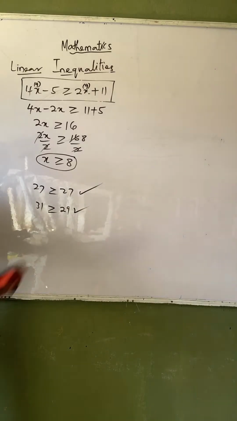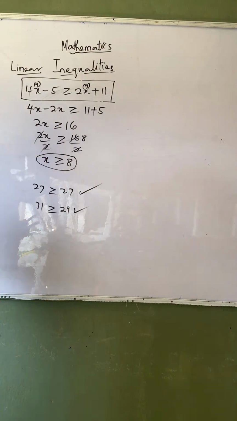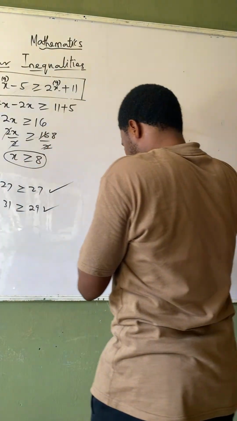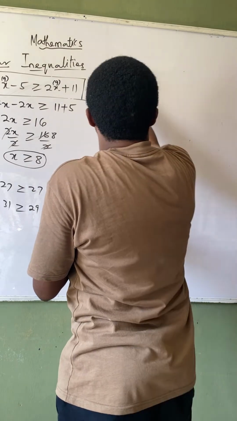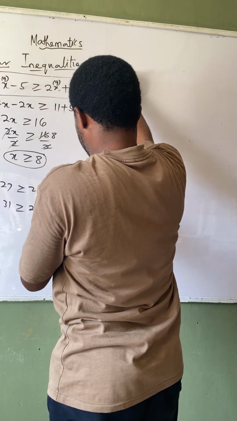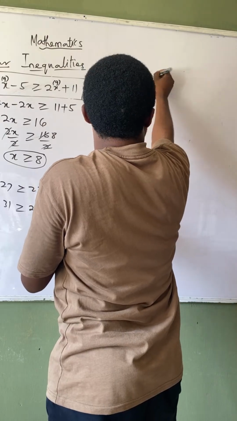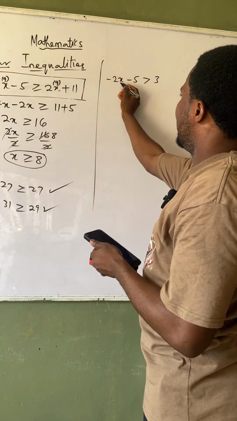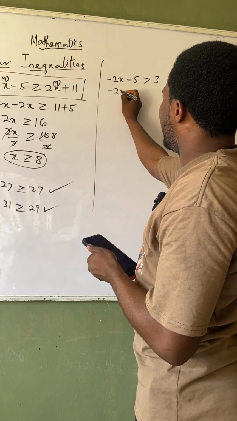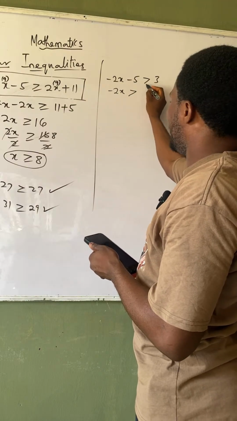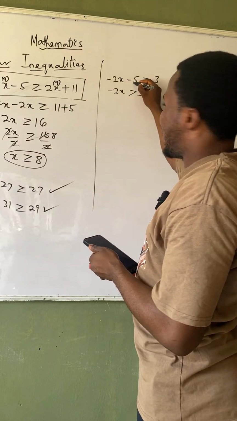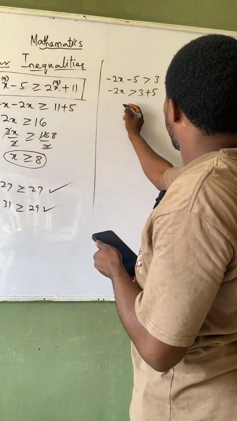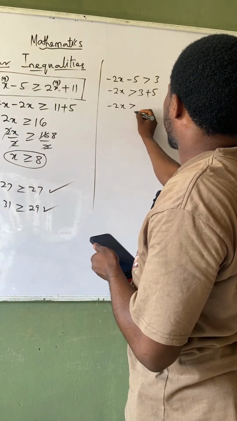Now let me show you something else. Let's try here. We have a question: minus 2x minus 5 greater than 3. If you are asked to solve for x here, what do we do? Obey the law, collect the like terms. Minus 2x is here, greater than, don't change it yet. Now this is 3, and minus 5 coming here becomes plus 5. So what do I have? I have minus 2x greater than 8.